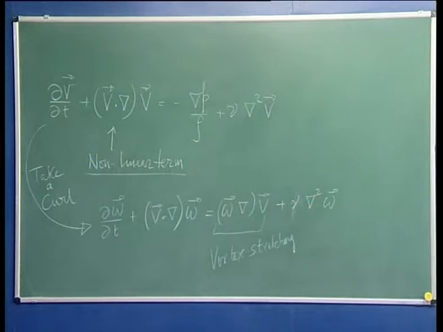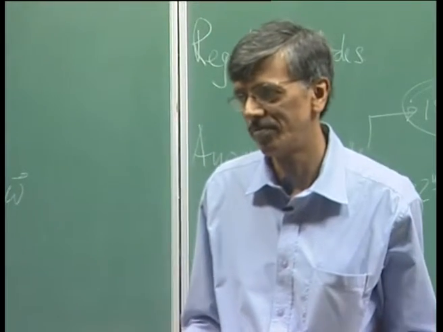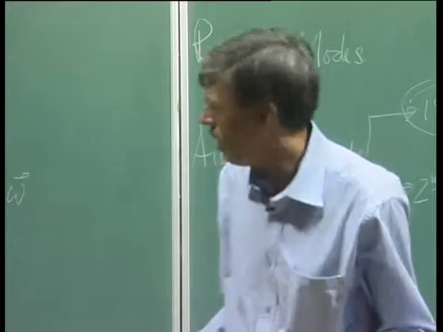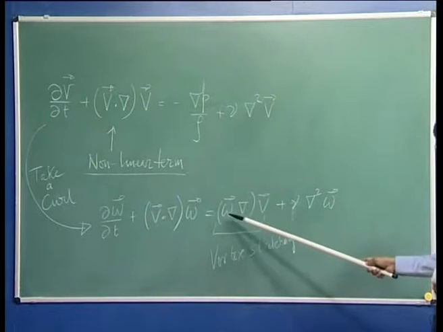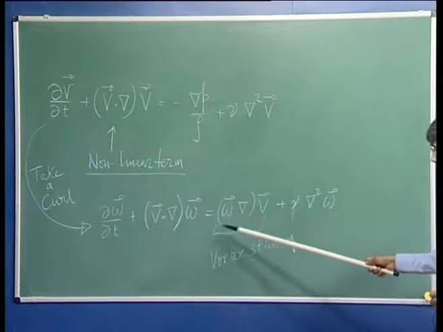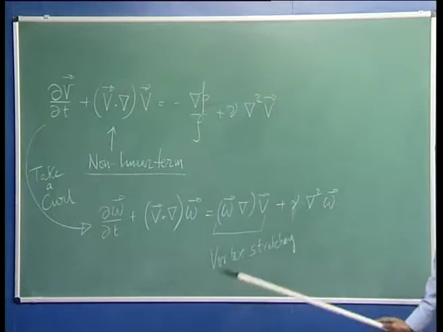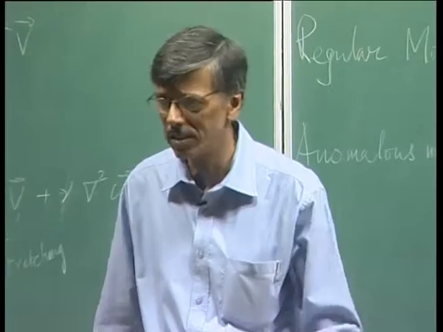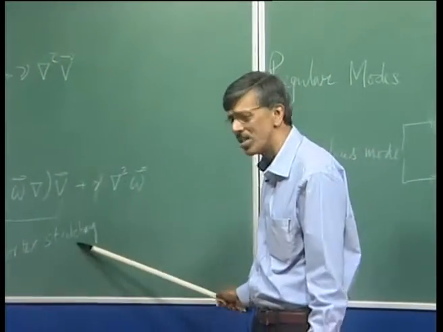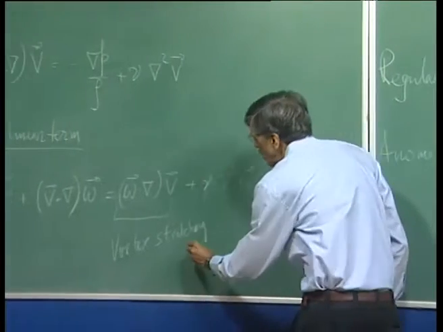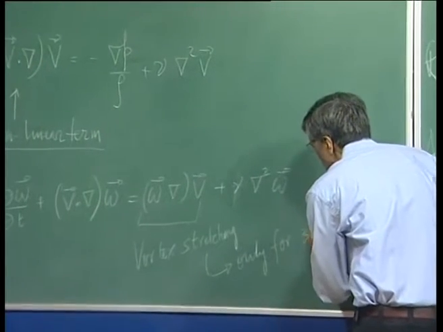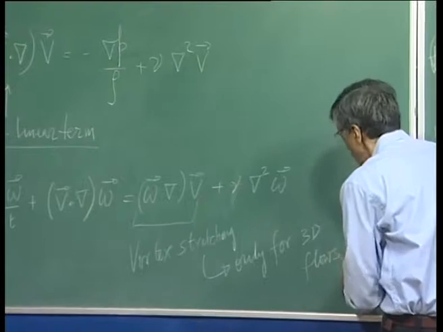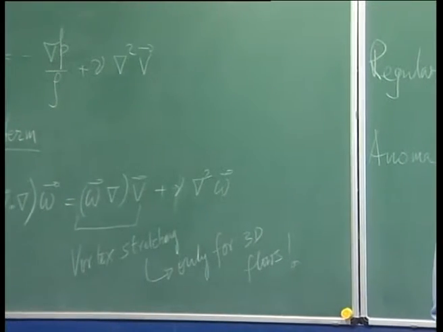Okay. You can very clearly see that this term will be identically equal to 0 for two-dimensional flow. Why? Because your flow gradient will be in, let us say, xy plane, omega is in the normal direction, so z direction. So, omega dot del is 0 identically. So, this is what we need to understand, that this vortex stretching is only for 3D flows. For 2D flows, it's identically equal to 0. Okay.